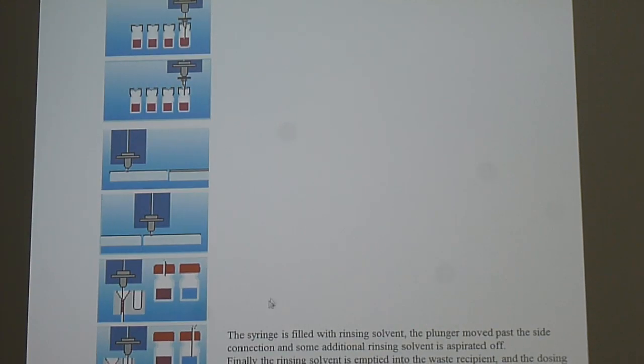Oh, sorry. And then after that we have the blue one. Here is blue. It's the rinsing part. Here we have a pressure of about 100 millibar. And on the side we have a vacuum of about minus 50 millibar.